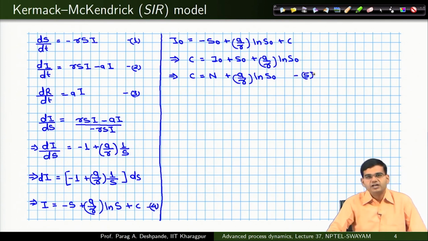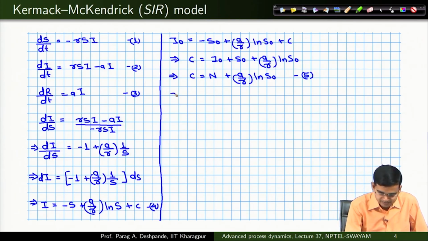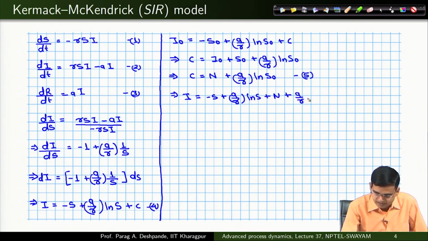So, from 5 and 4 I can write I is equal to minus S plus A upon R ln S plus n plus A upon R ln S0, equation 6.